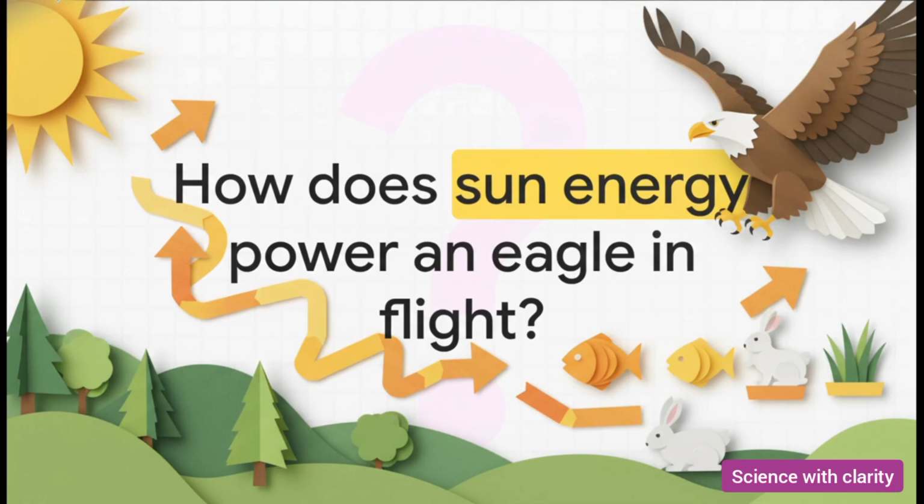So I want you to think about this for a second. How does energy originating from a massive star, our sun, millions of miles away, eventually end up powering the muscles of an eagle soaring high up in the sky? It's kind of mind-blowing when you frame it that way, right? The answer is that ecosystem energy operates a whole lot like a grand relay race. It's this unbroken chain of life, passing vital energy along, step by step, organism by organism.